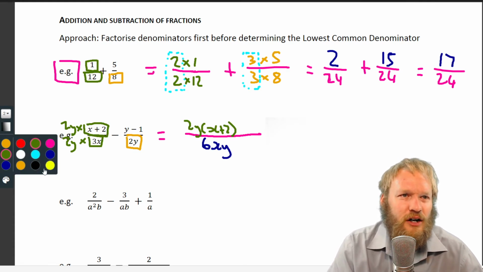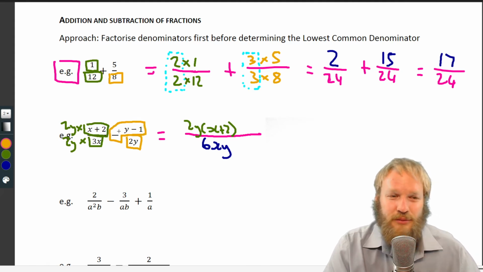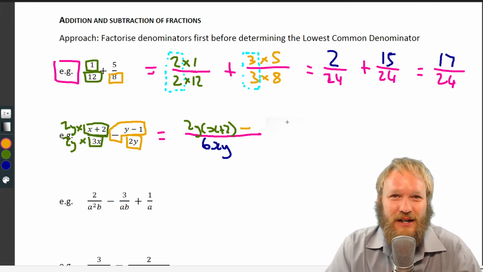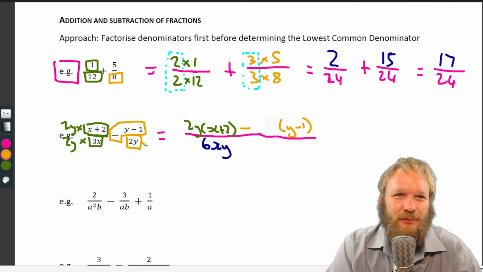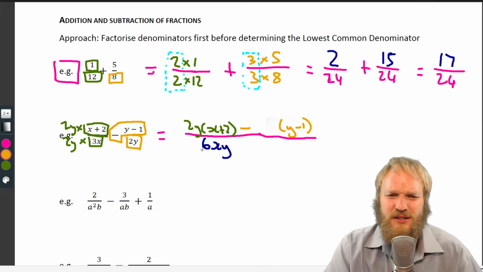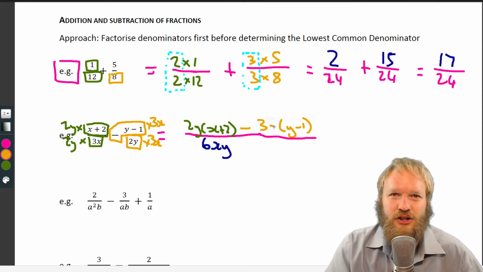Okay, cool. Then we've got this one here, and I'm going to circle in that minus as well, because we're subtracting our y minus 1. And again, let's stick to this idea of, what do we do to the top and to the bottom, right? And so 2y, we had to multiply by, not 2x. What did we have to multiply 2y by to get 6xy? Well, by 3x. And then what we do to the bottom, we do to the top. So we're multiplying the top by 3x.